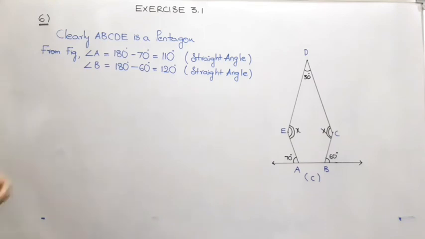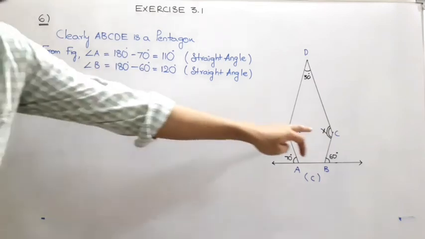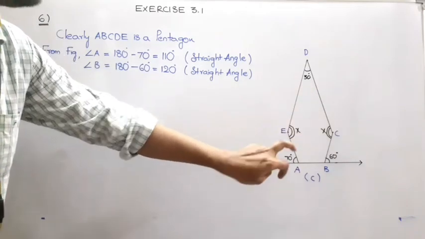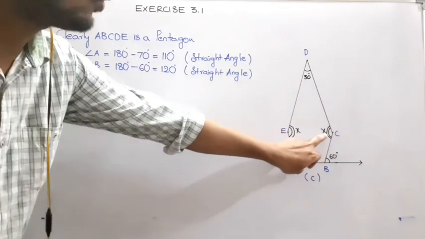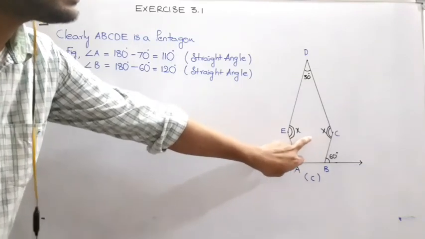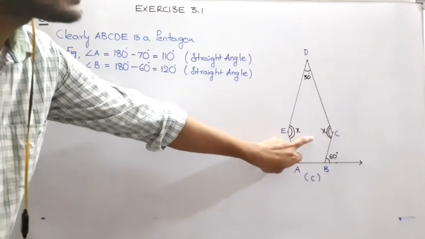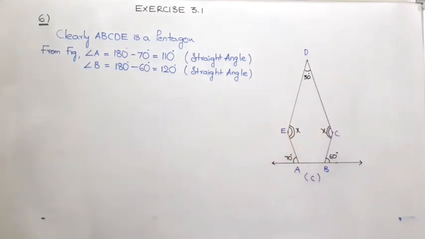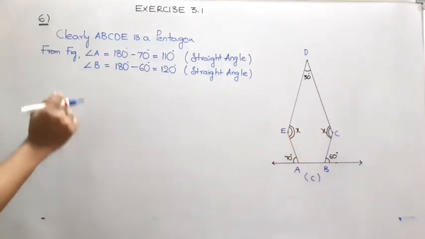Now we have A and B, and we are going to find C, D, and E. Here we have the advantage that both are equal: x here, x here. That means we have a single variable, hence it is easy to find the angle. Now look.